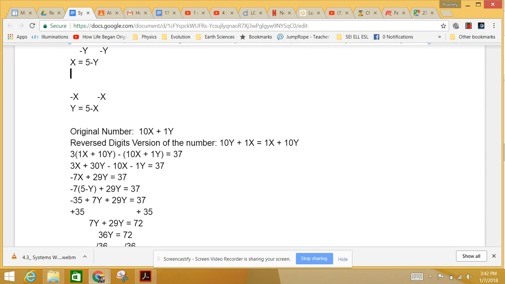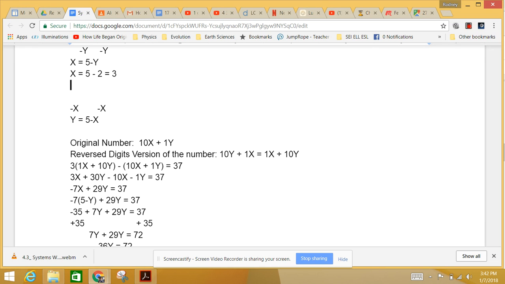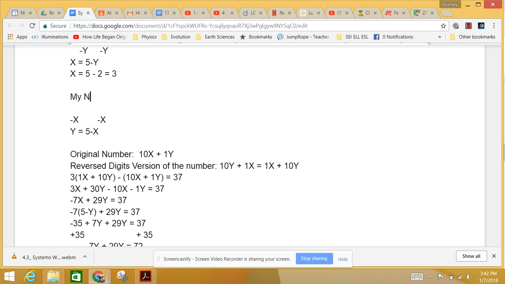So x is going to be 5 minus 2, because y is 2, so x has to equal 3. So my original number has to be 32. And there you have that first one.